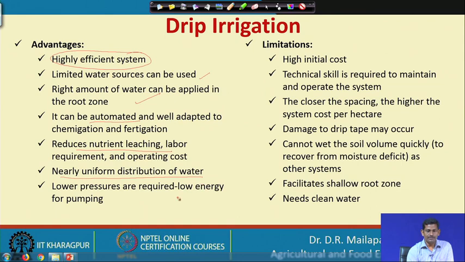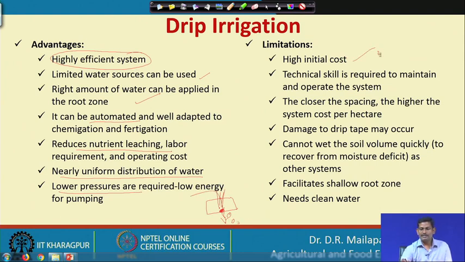So, that can be achieved with the system, and lower pressure is required, low energy for pumping, because see, the water has to pass through the small pore. Like if you have a drip, the water has to pass through the small pore, right. So, high pressure, and also we are expecting drop by drop. So, the pressure of pumping would be less compared to sprinkler irrigation.